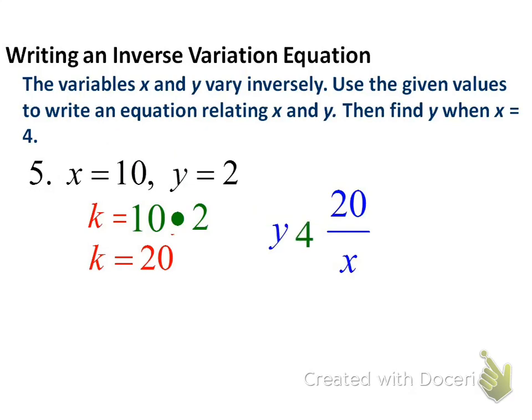Like I said, it's kind of two problems in one. You use the x and the y that they give you on the problem to find the k. You write the equation y equals 20 divided by x. And then you're using the value given in the directions for x to find the y. So y is 5. So kind of two parts here.